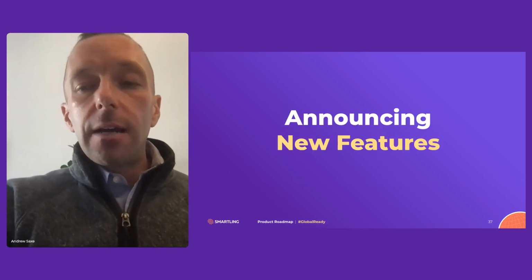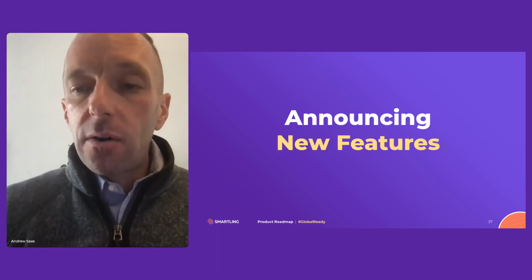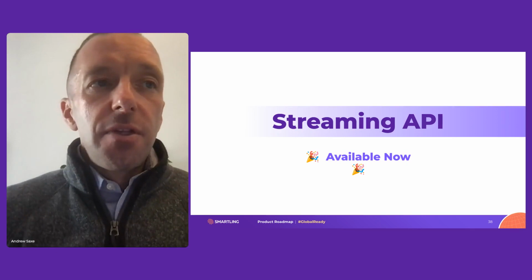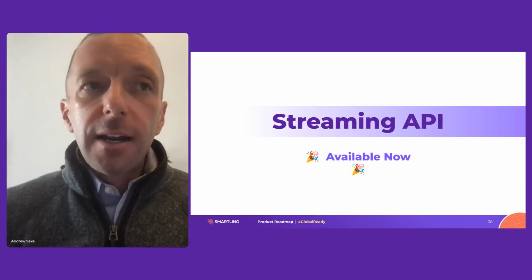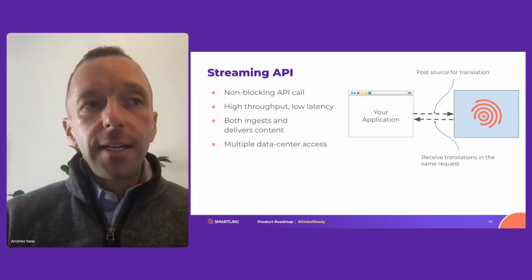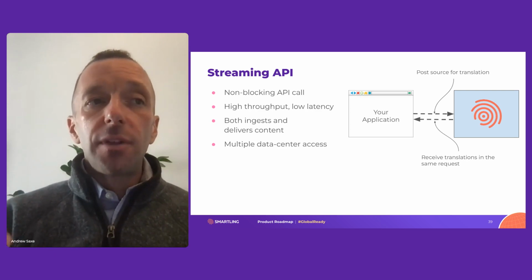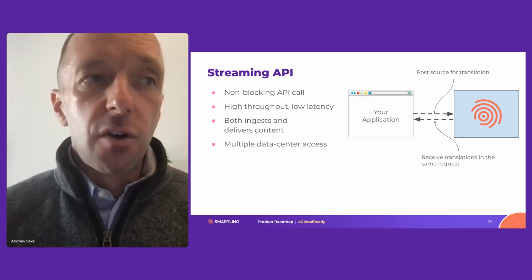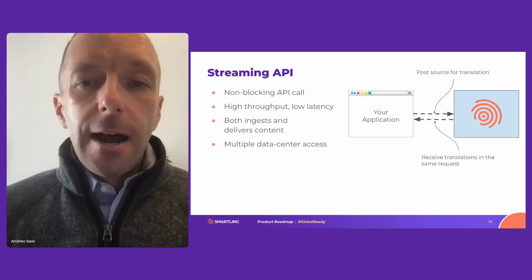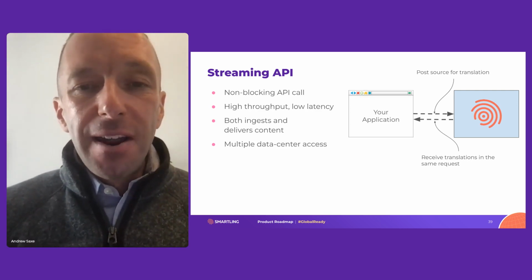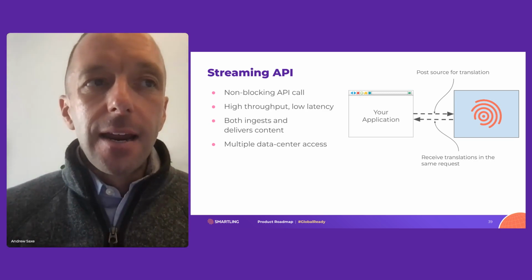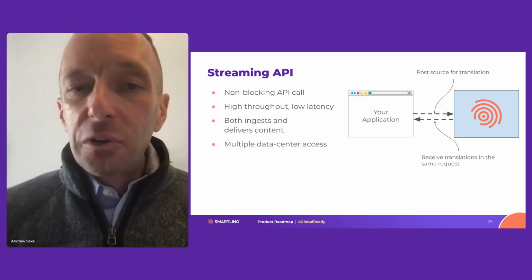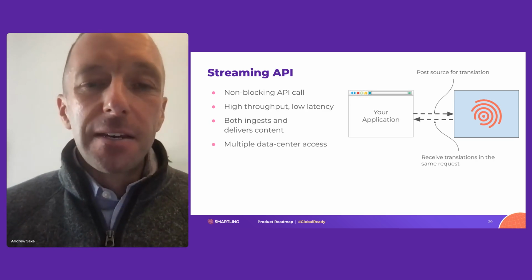So first, I'll announce that we are releasing our streaming API. This is a non-blocking, high-performance, low-latency API that both ingests and delivers content from multiple data centers around the world. If you are a developer and you're looking for a real-time, high-availability, high-throughput, low-latency endpoint, then this is for you.